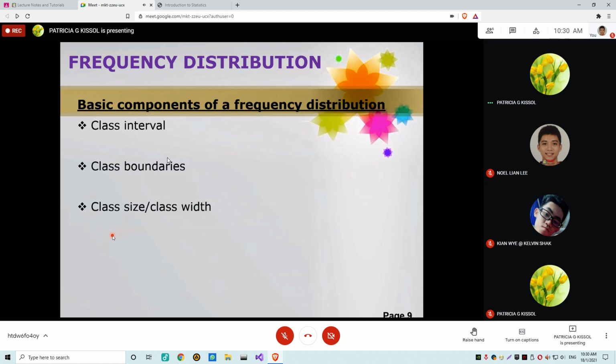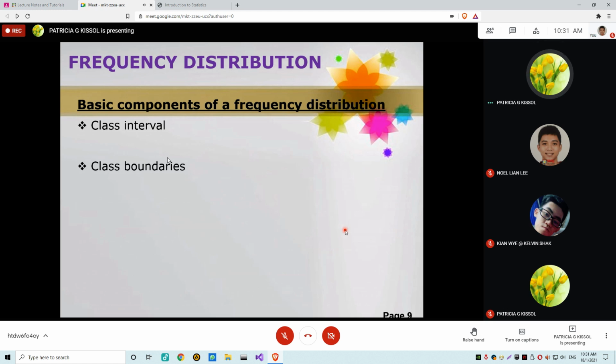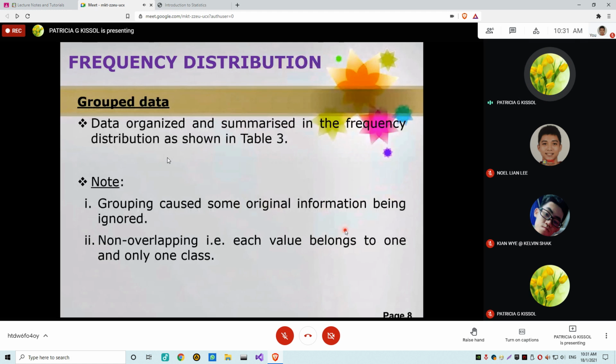Now, the class size or class width is in reference to the class size. What is the width? The class size is simply the upper class boundary minus the lower class boundary. So 65.5 minus 62.5 equals 3. So was this the one you asked? Is it Noel? Let me go back here again.